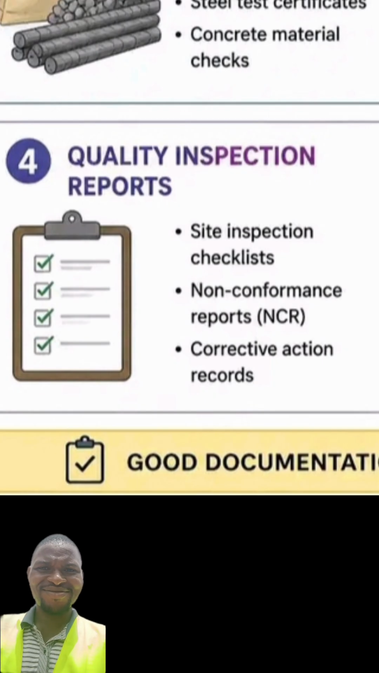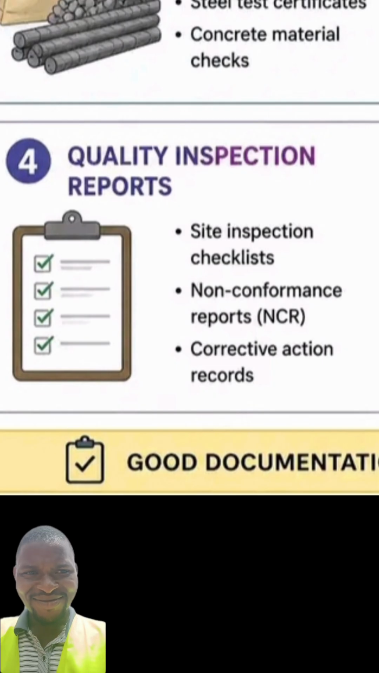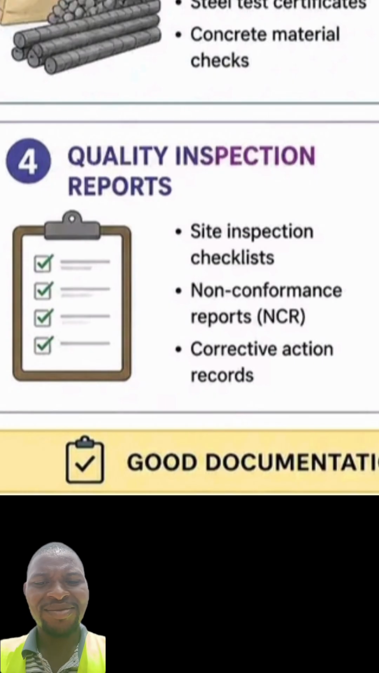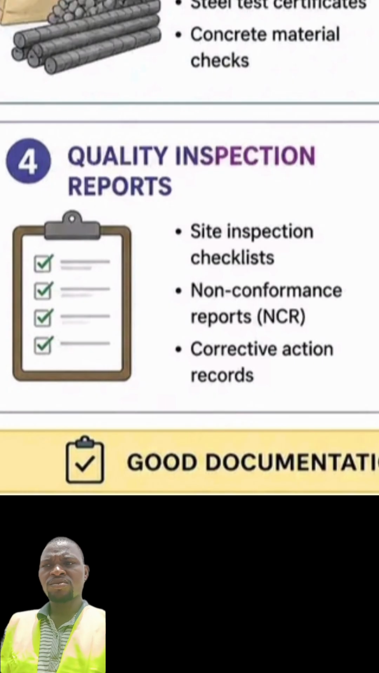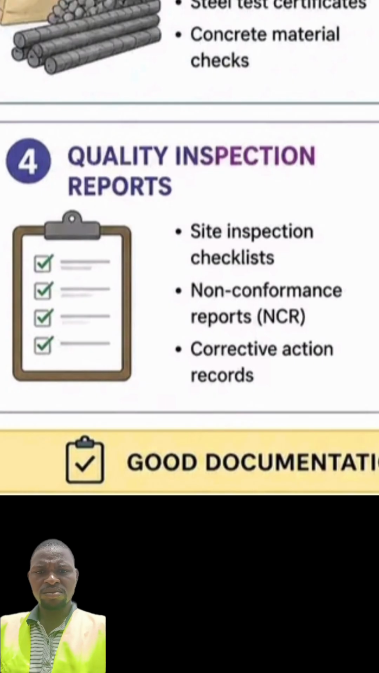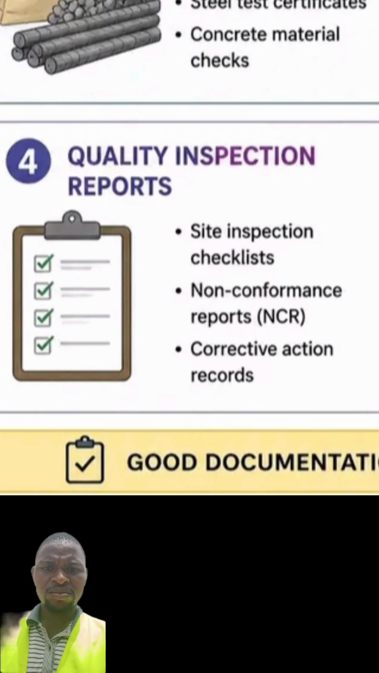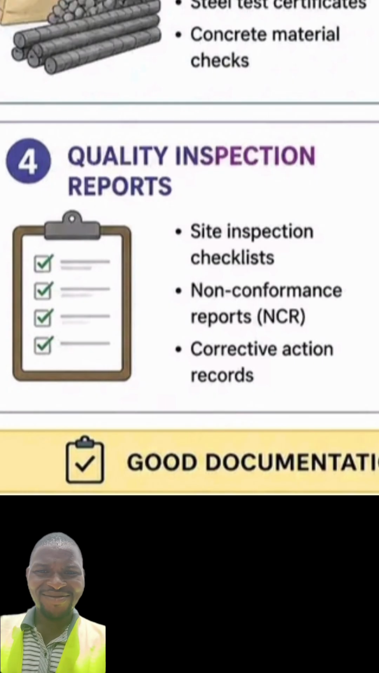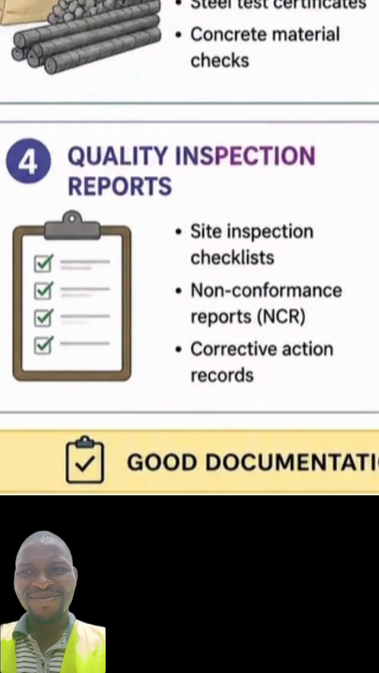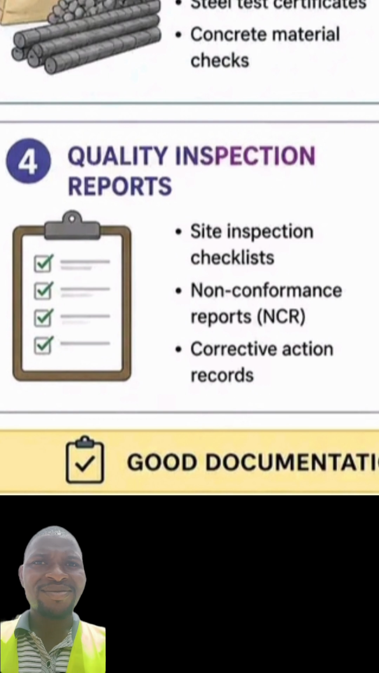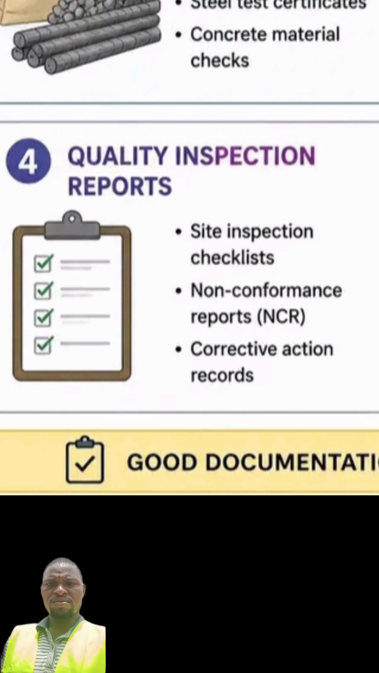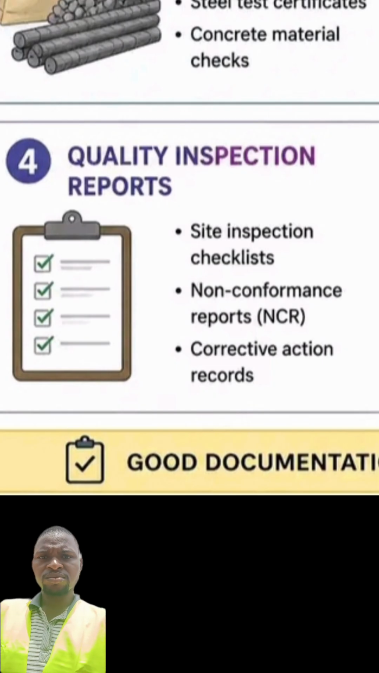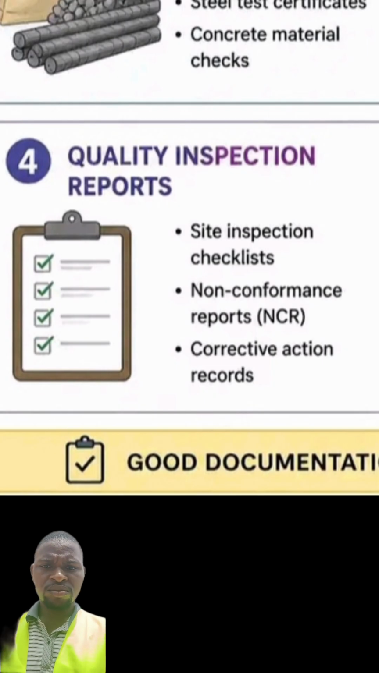So this quality inspection report takes care of your checklist. You understand? That is your site inspection checklist. Then your conformance report, then your corrective action report. So they are all underneath your quality inspection checklist. If they make mention of quality inspection checklist, the first thing that comes to your mind is your checklist, right? Then your NCR, then your corrective action record. So they are all under the quality inspection report.